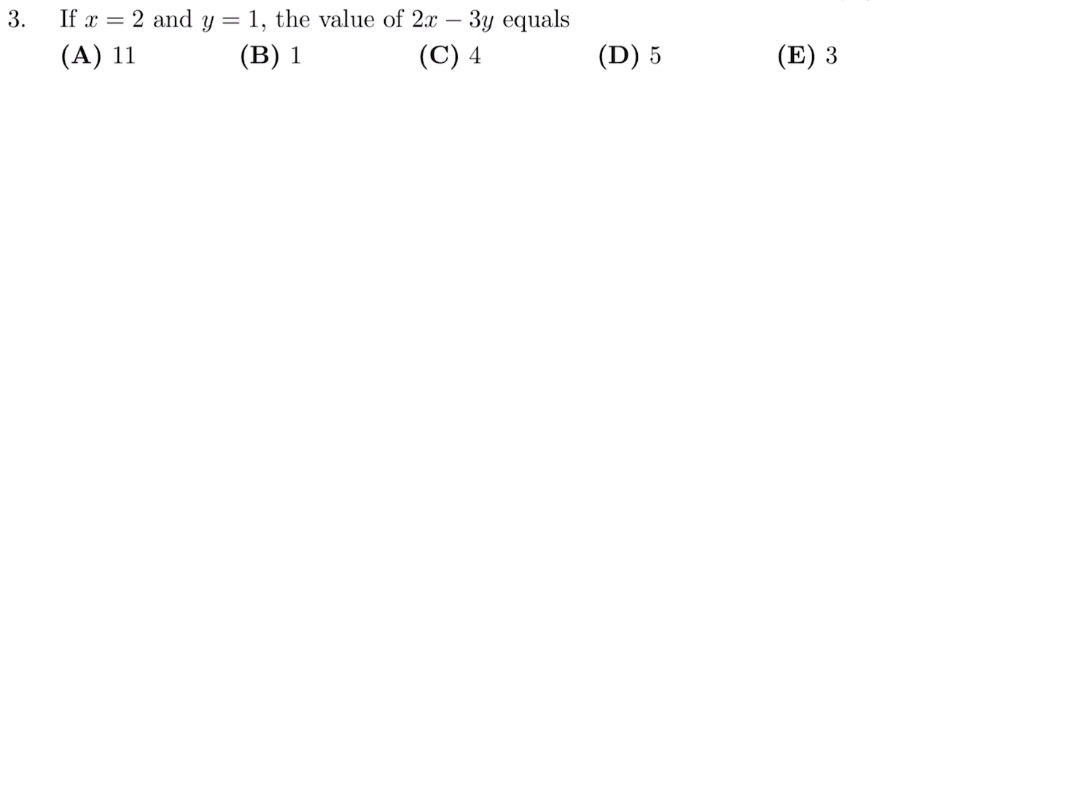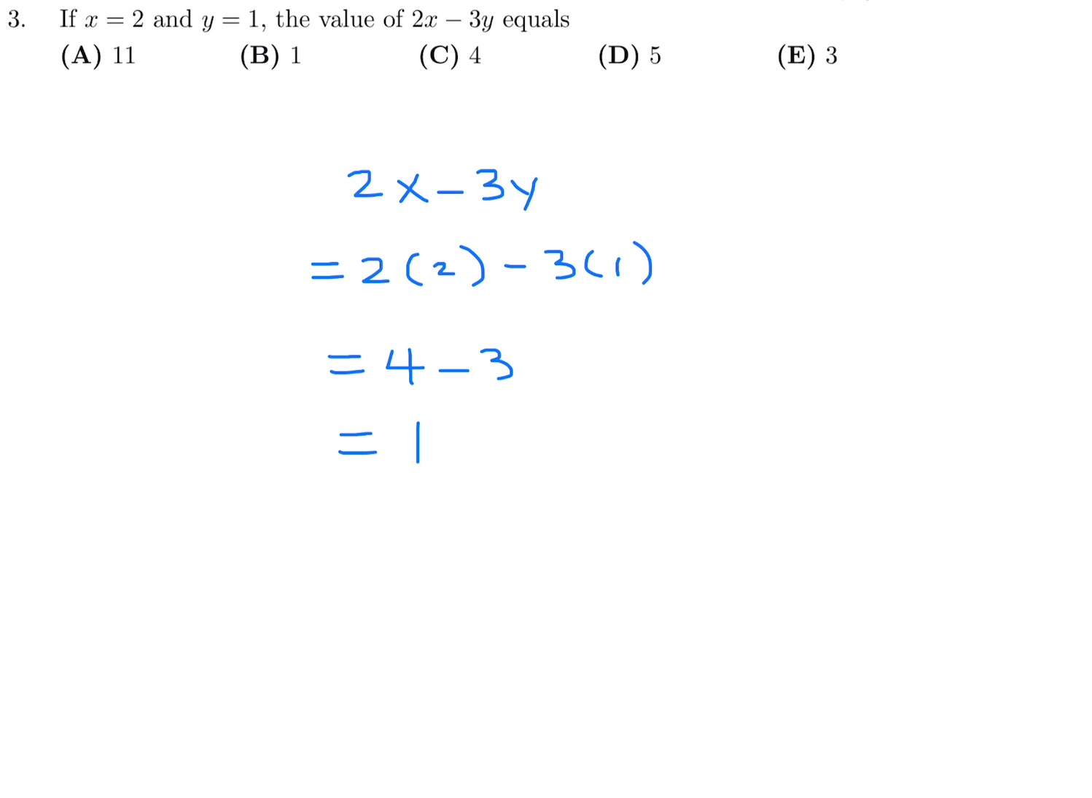If x is 2, y is 1, what is the value of 2x minus 3y? So we just substitute it in. x is 2, y is 1, and this becomes 4 minus 3, which is 1. So number 3, the answer is B.